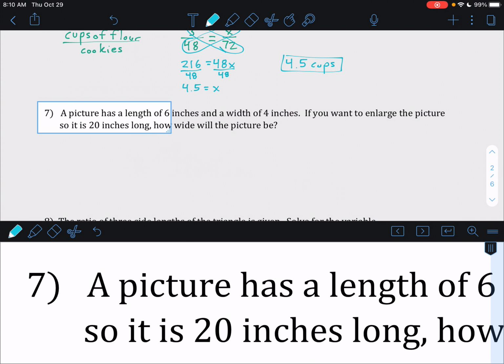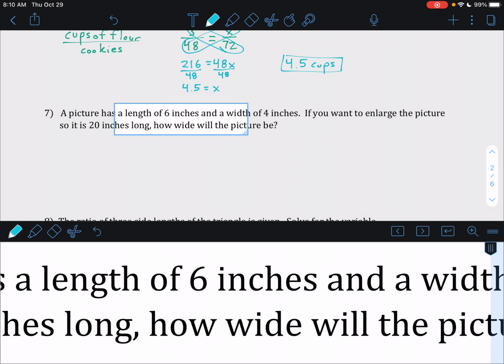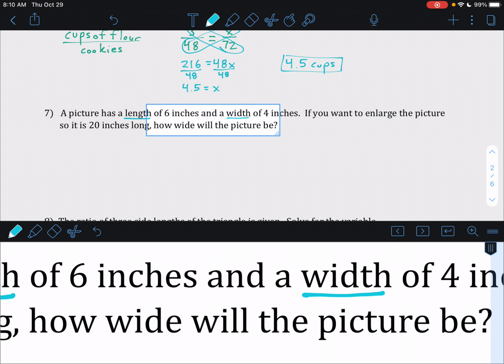Okay. Our next problem, I have a picture that has a length of 6 inches and a width of 4 inches. So first things first, length of 6 inches, width of 4 inches. These are my 2 units. This is what my proportion is going to be. I could do length over width. I could do width over length. It does not matter when I set up my proportions, as long as my second proportion is the same thing.